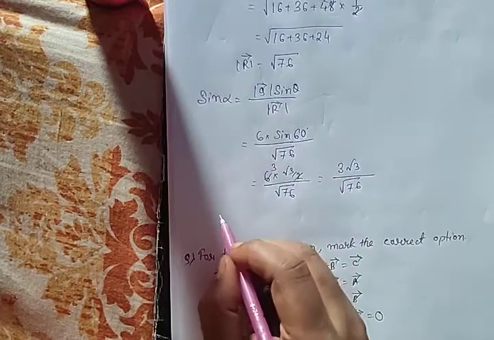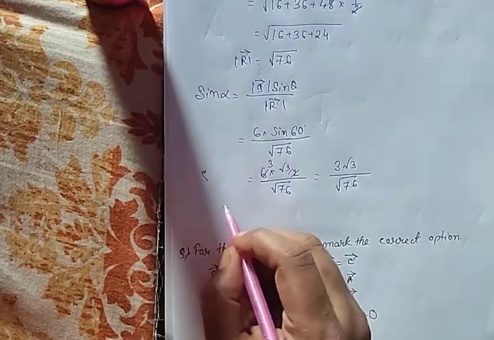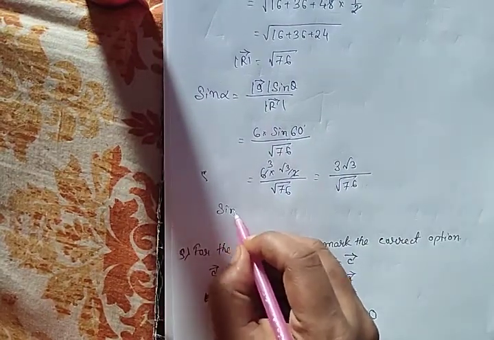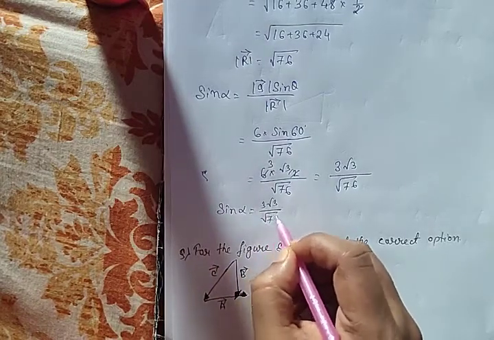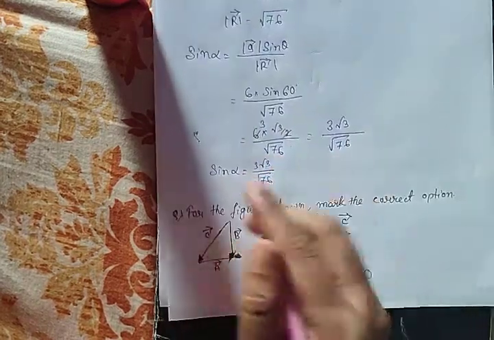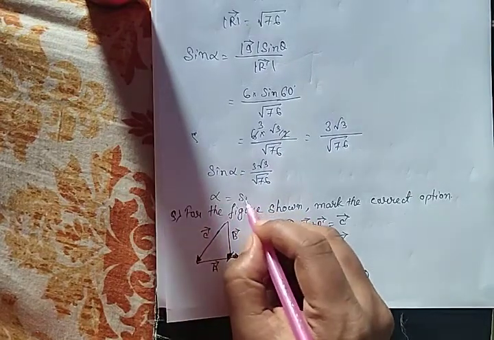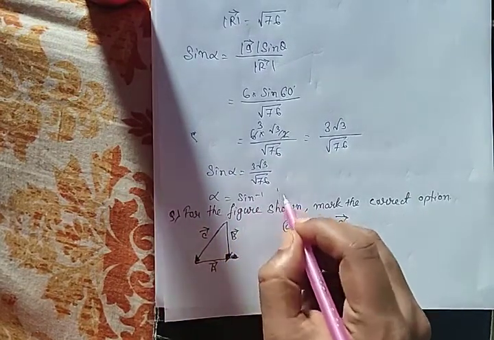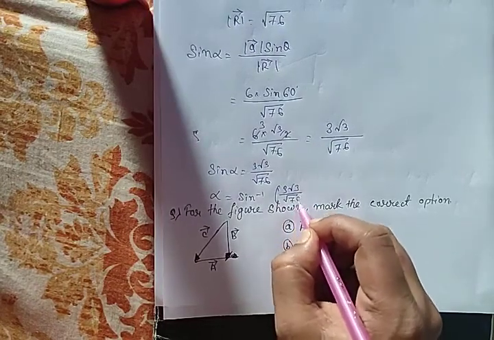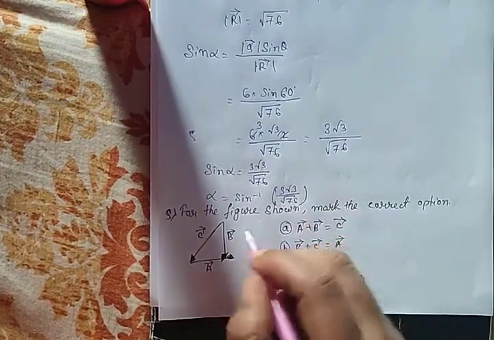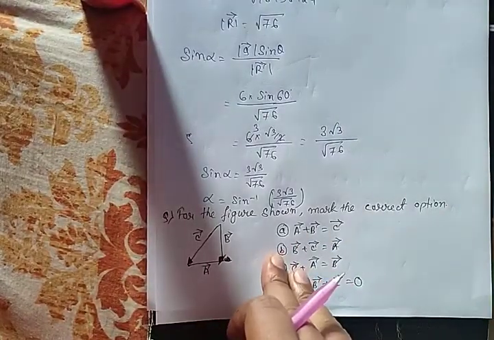So sin alpha is equal to 3 root 3 divided by root of 76. You can simplify this one again, or alpha is equal to sin inverse of 3 root 3 by root of 76. This is your final answer.